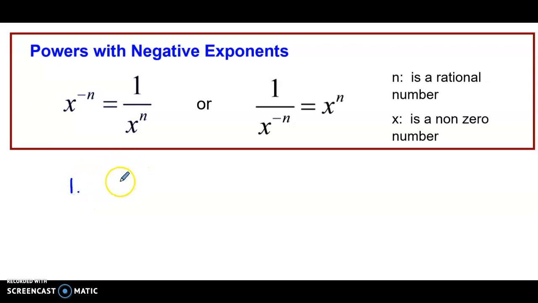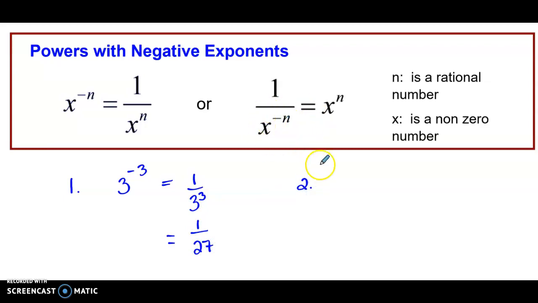Number 1. So let's look at 3 to the power of negative 3. According to our rule, 3 to the power of negative 3 should be written as 1 over the reciprocal, remember. Then we take our base, it stays the same, and our exponent goes positive. So this is rewritten with a positive exponent. If we want to evaluate or work that out, we're going to leave 1 over, and then 3 to the power of 3 is 27.